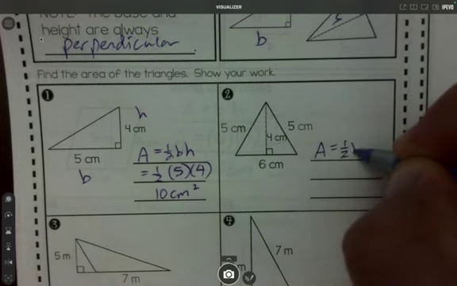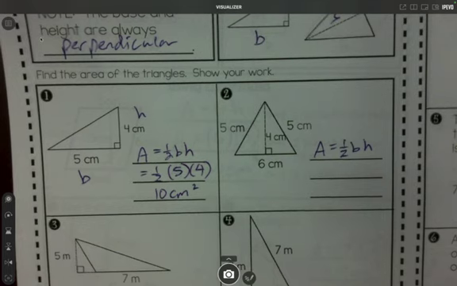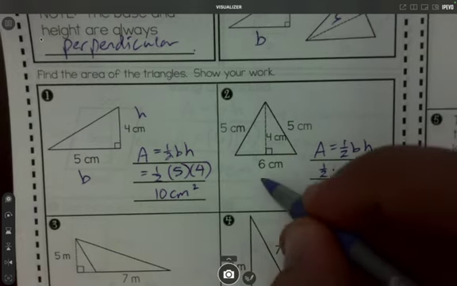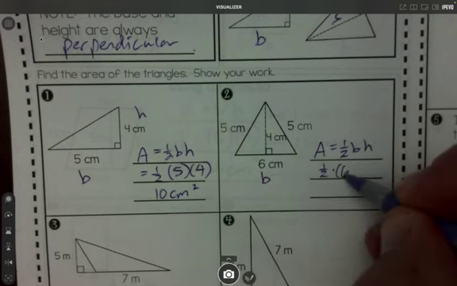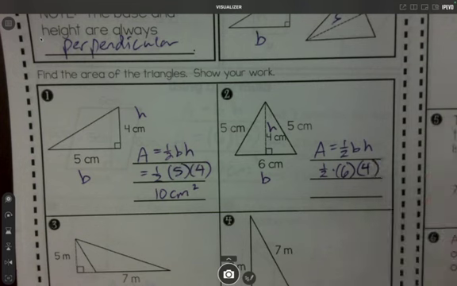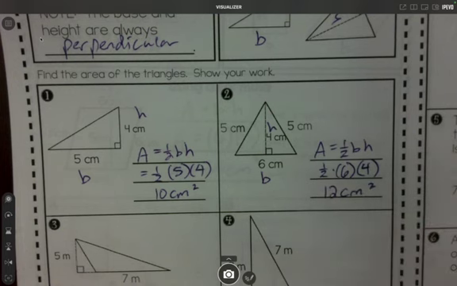Formula is half times base times height. You're not required on homework or quizzes to write the formula first. You can if it's helpful, but you don't have to. You can certainly just start by writing 1/2 times the base, which is 6, times the height, which is 4. So half times 6 is 3. 3 times 4 is 12. So we have 12 square centimeters.